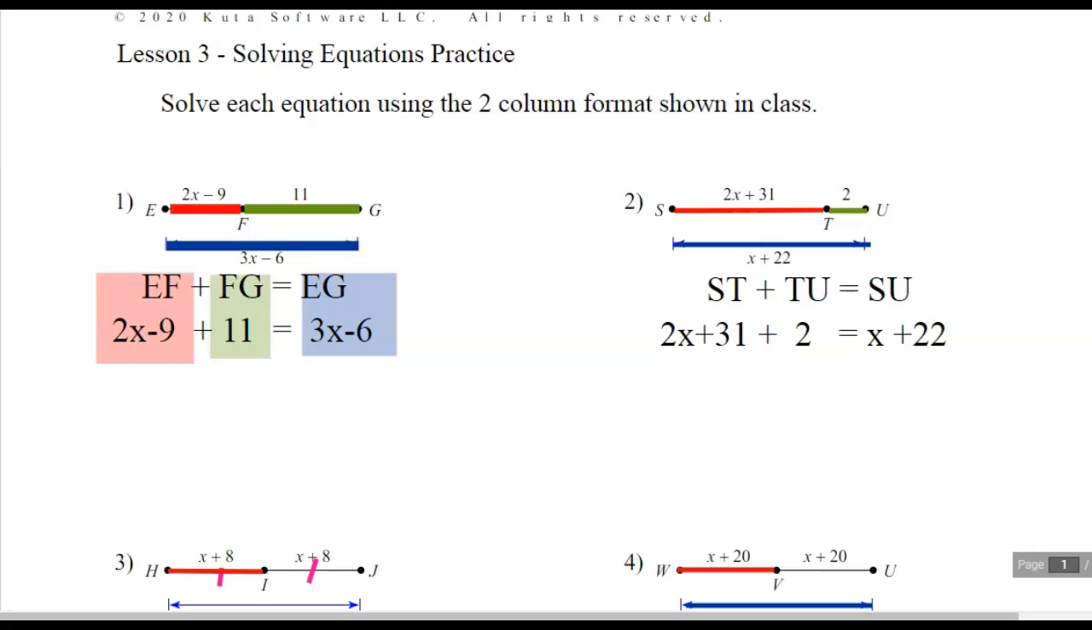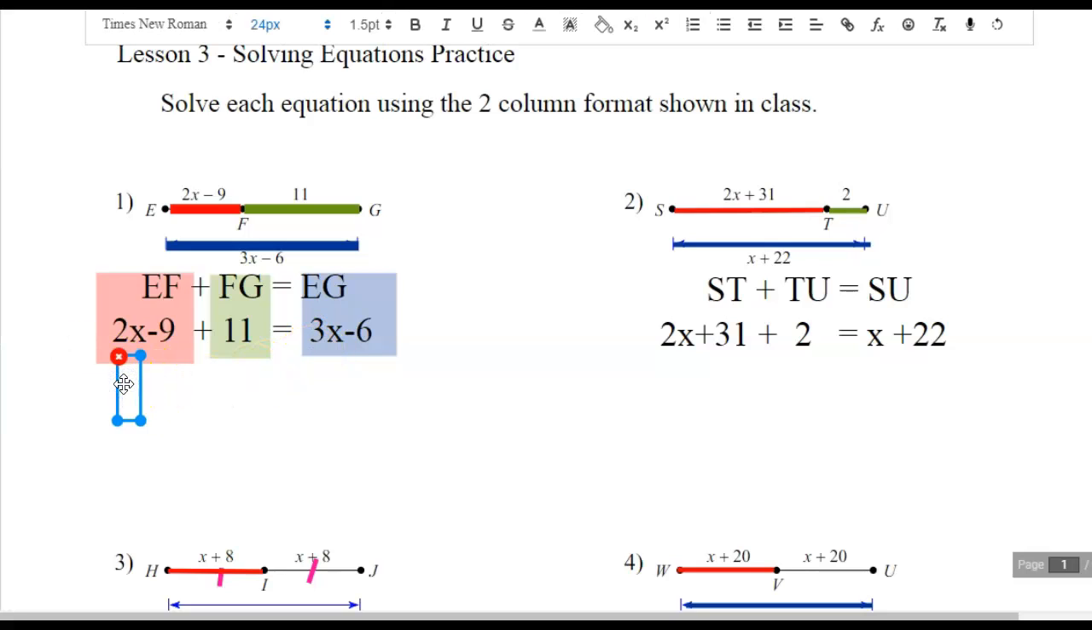Hi, this is Mr. H, and I'm going to go over a few of these problems so you can see the structure that we talked about in class, just in case you missed it or need to see it again. So the purpose of this assignment is to write and solve these equations in a two-column format, which is typically found in geometry. So you can go through and just solve this like we normally would, right?